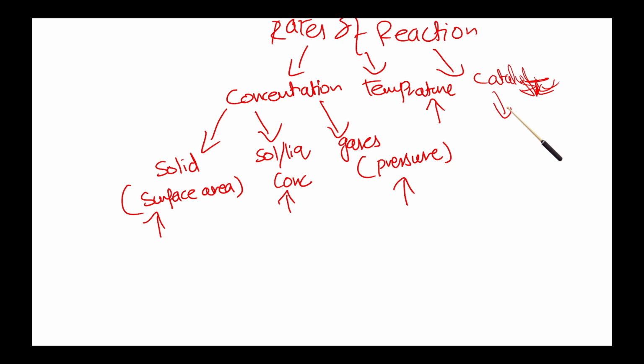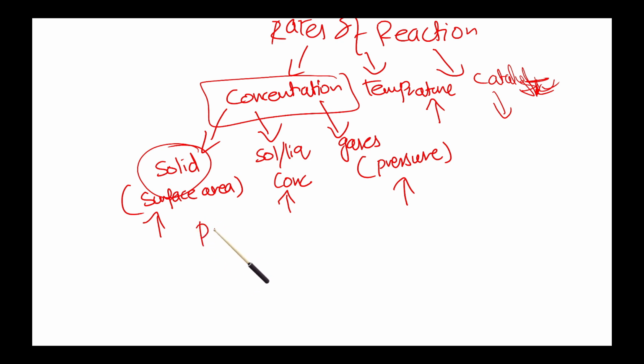So now let's see one by one, starting with concentration. If we have reactants as a solid, then their surface area matters. What does surface area mean? It means that if the size of the particle is smaller, it has a large surface area. So if the particle size is smaller, the rate of the reaction will increase. That's why a powder reactant will have a higher rate of reaction compared to a lump of that reactant.